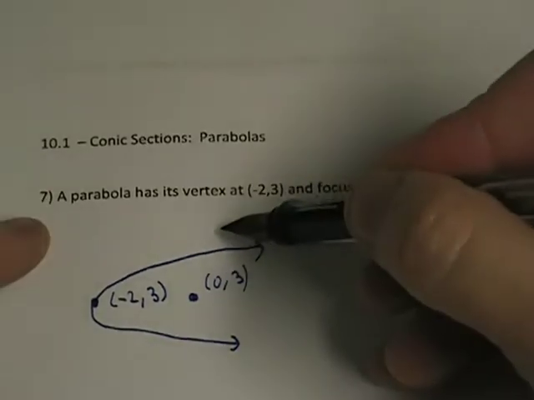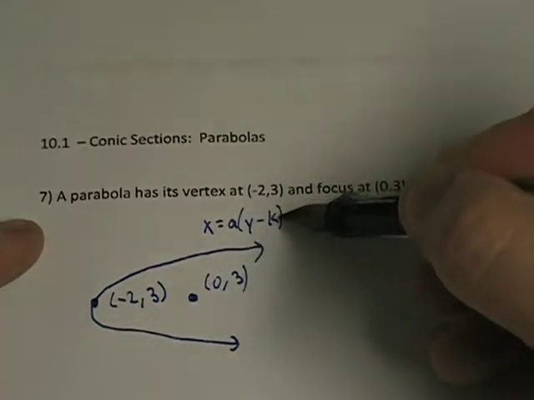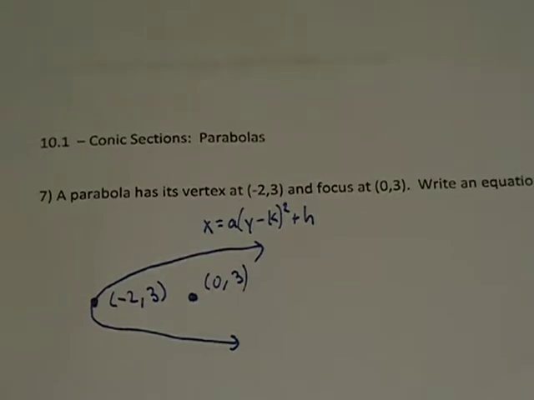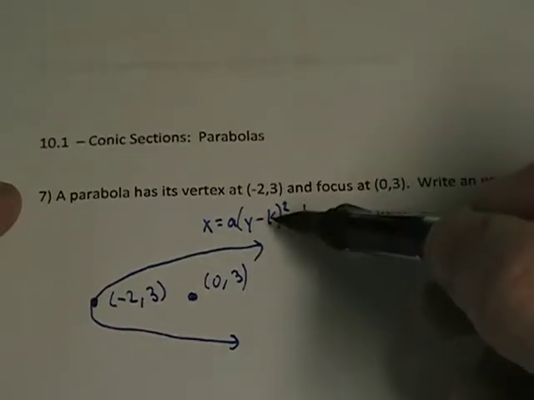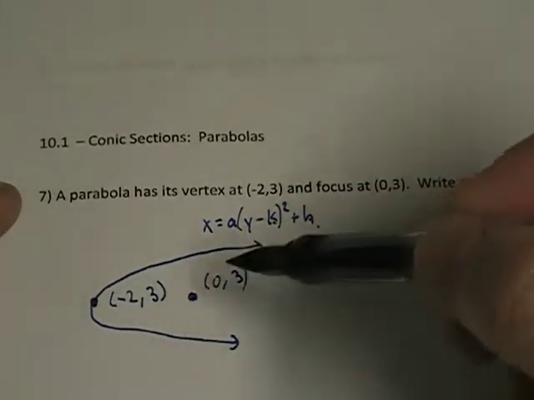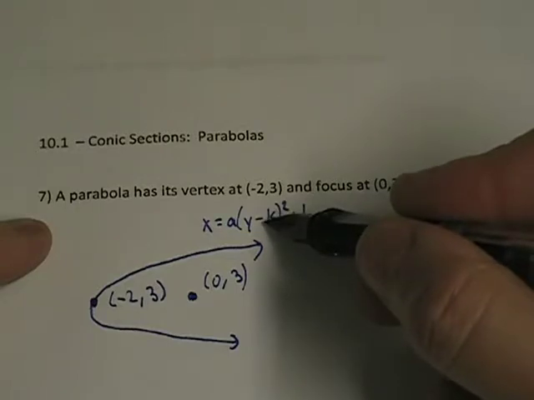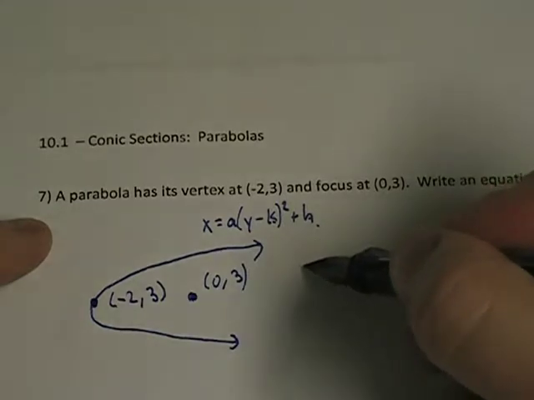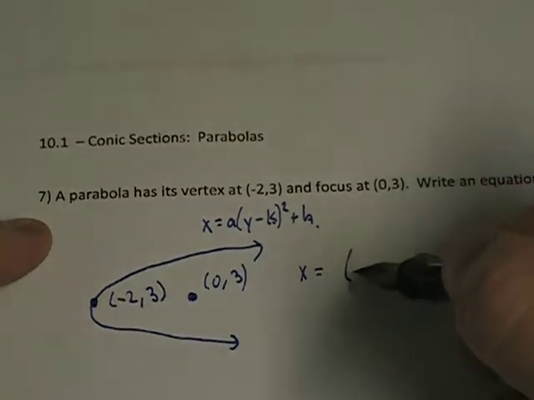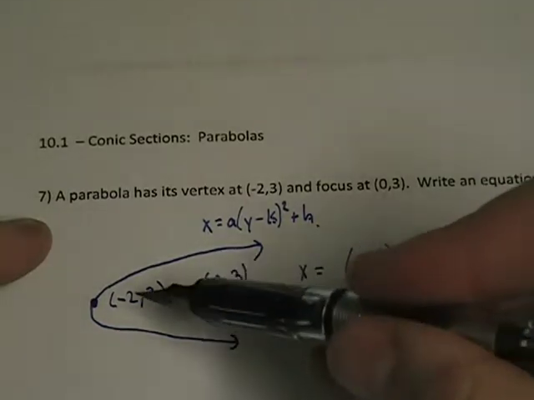So I know that this has an equation of x equals a(y minus k) squared plus h. So if I can find k and h and a, I've got an equation. Well, k and h define the vertex. So I know that y minus k is a shift up. Well, this has been shifted down. So this will be y plus 2 because it's been shifted down.